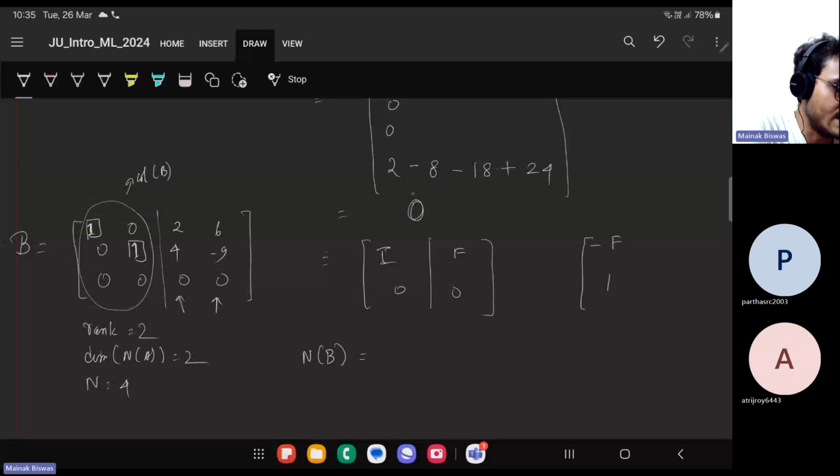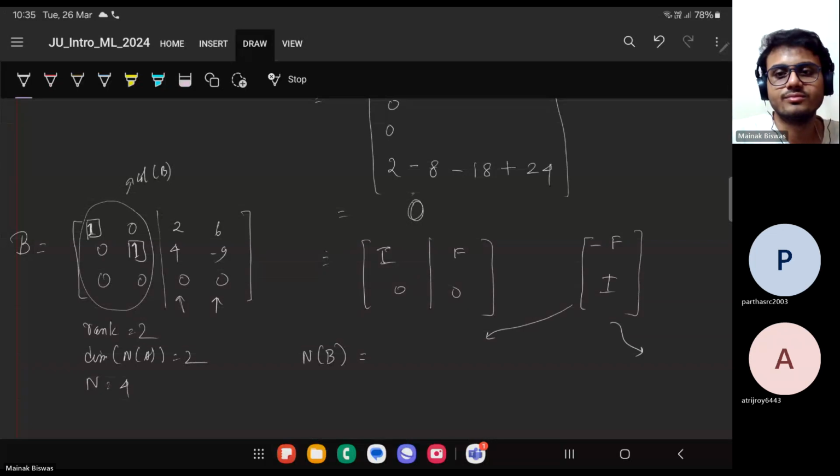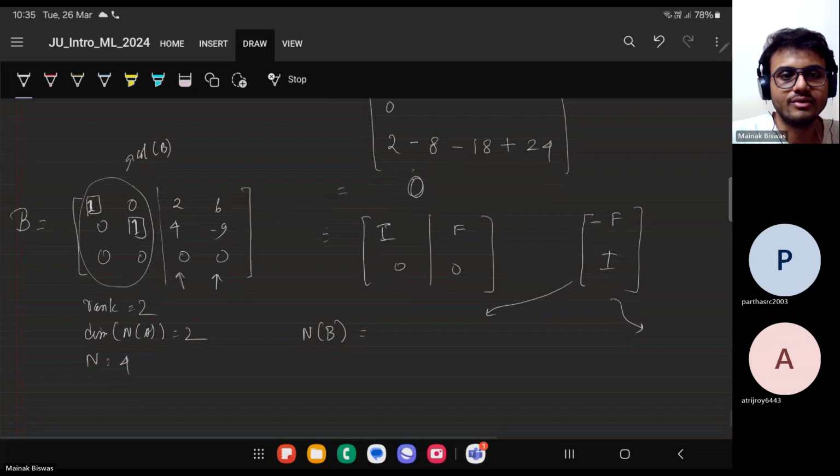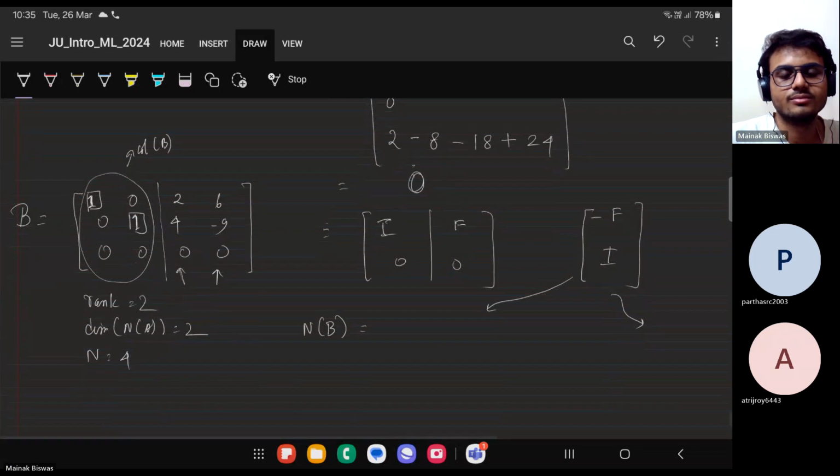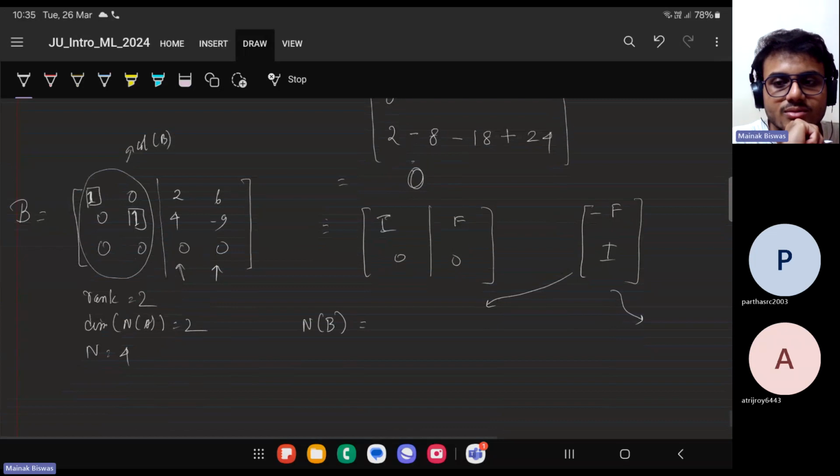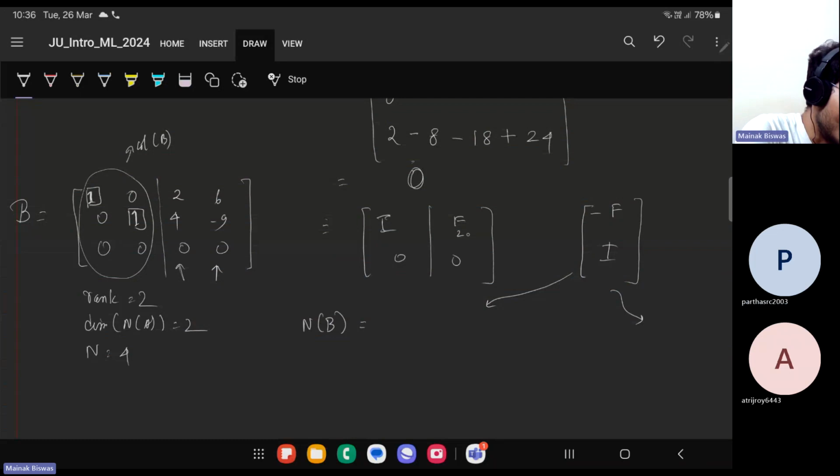Remember, it is always the form [-F; I]. This is why you are going to get more than one vector here. Tell me one vector each. What is the dimension of F here? 2 cross 2. What is the dimension of I? Same, 2 cross 2. So F has to be replaced by minus F, which gives -2, -4.